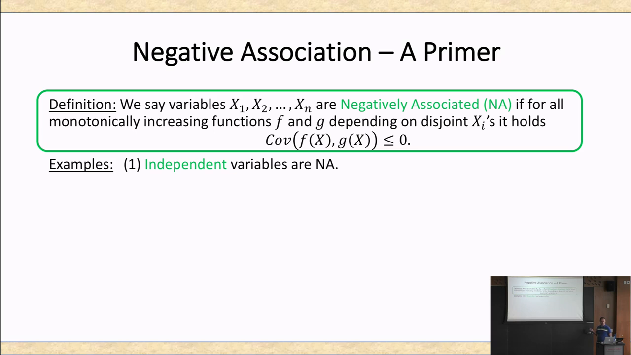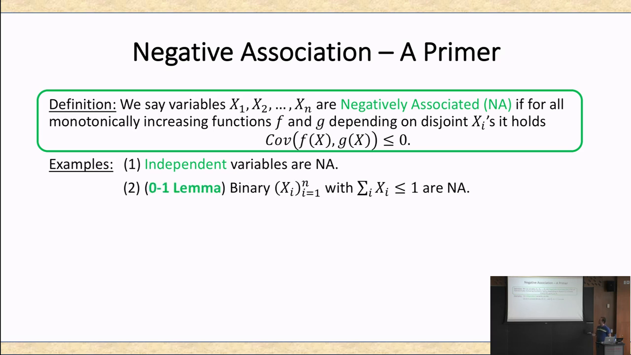And another case of this that we'll rely on is what's termed the 0-1 lemma, or the 0-1 principle. So binary variables whose sum is always at most 1 are negatively associated. Okay, and this, just look at it for a second. It's pretty obvious. If you don't see it, don't worry about it. Just take my word for it for now. Another nice property of, yes, Nick? If I replace 1 by n minus 1, would they still be negatively associated? At least n minus 1. Yeah, if you put n, I guess that's trivial.